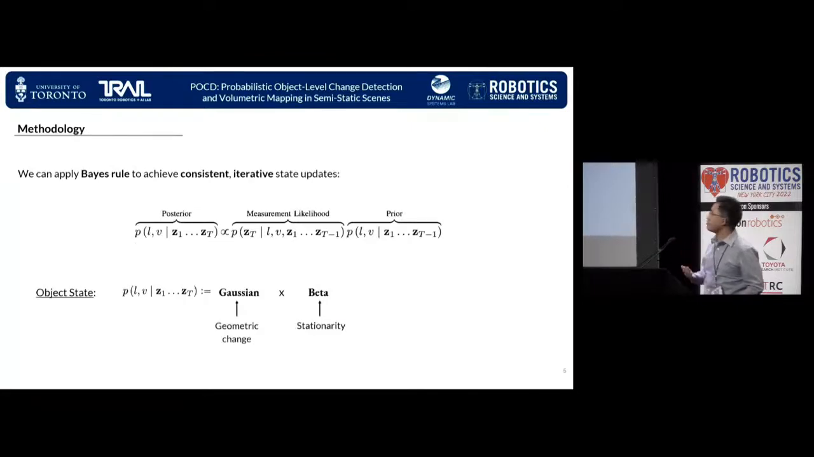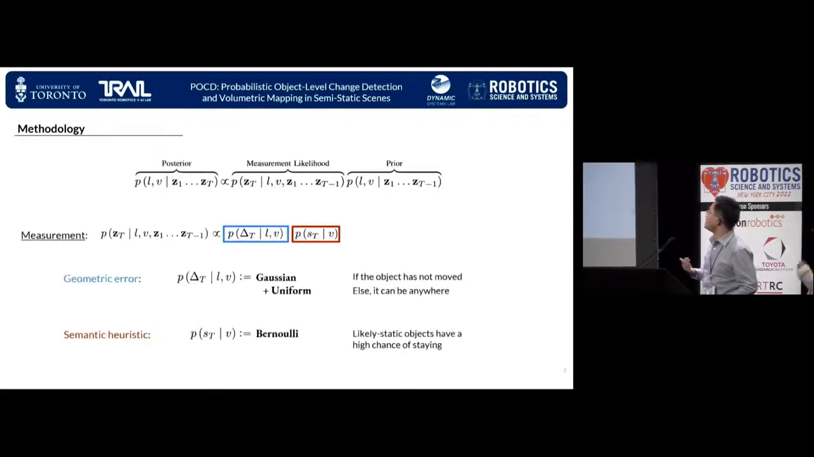To answer this question, we can apply Bayes' rule to iteratively update the object state based on new measurements and previous measurements. Inspired by previous work on stereo depth estimation, we parameterize the object state with a Gaussian beta distribution. The intuition is that we expect objects to stay around their original location in a semi-static scene, and the stationarity is just a probability between 0 and 1.